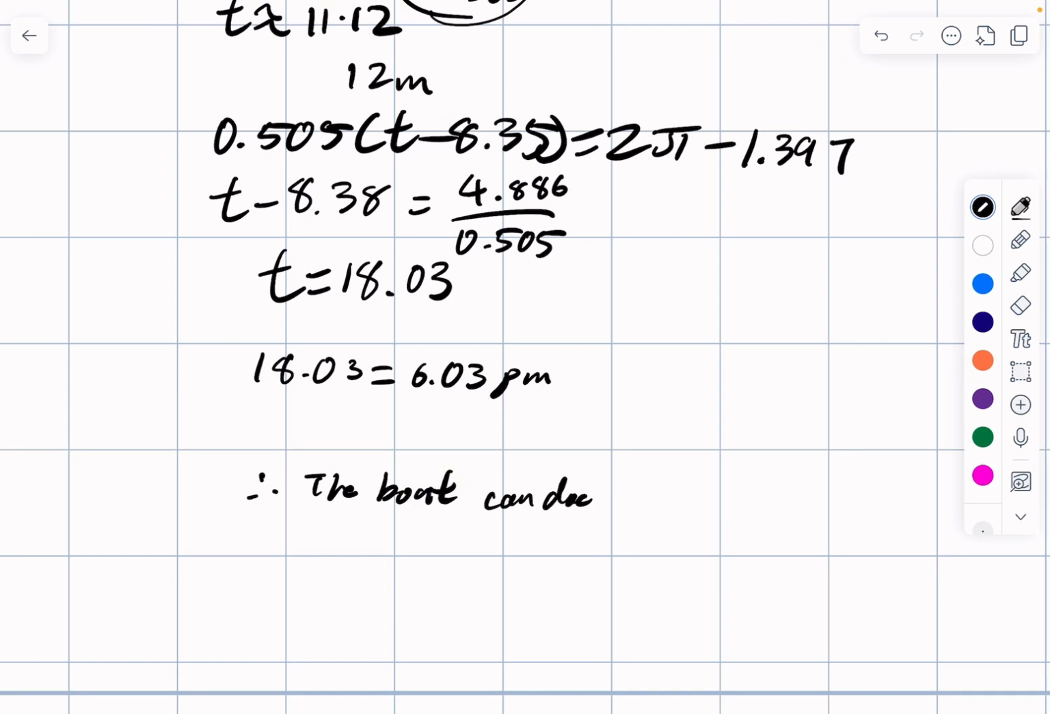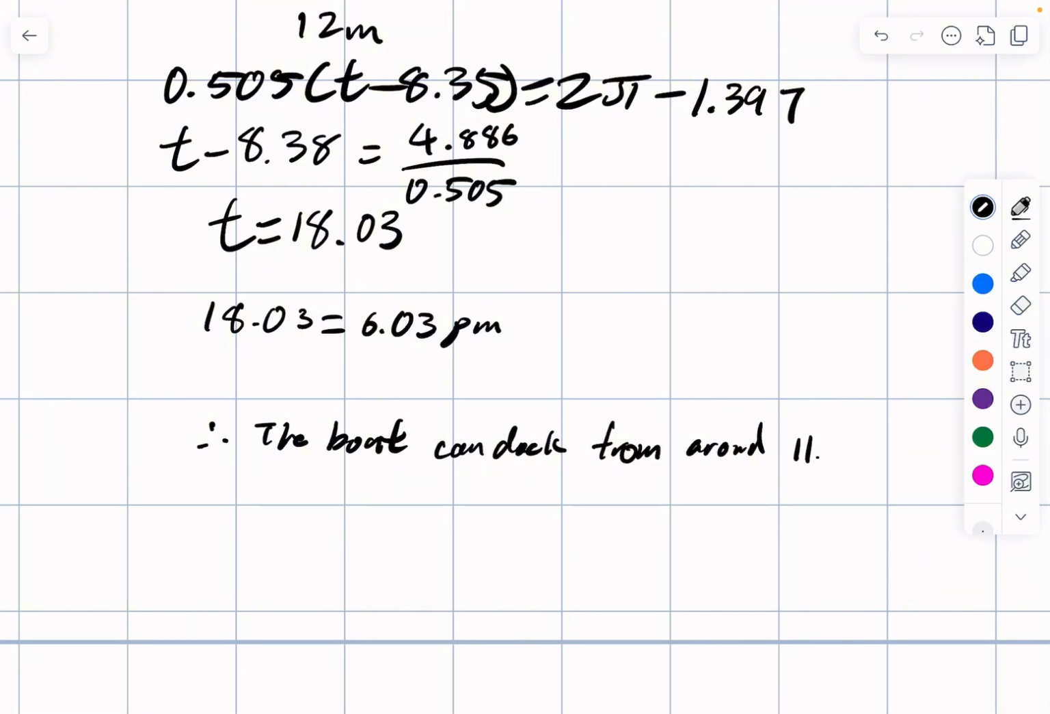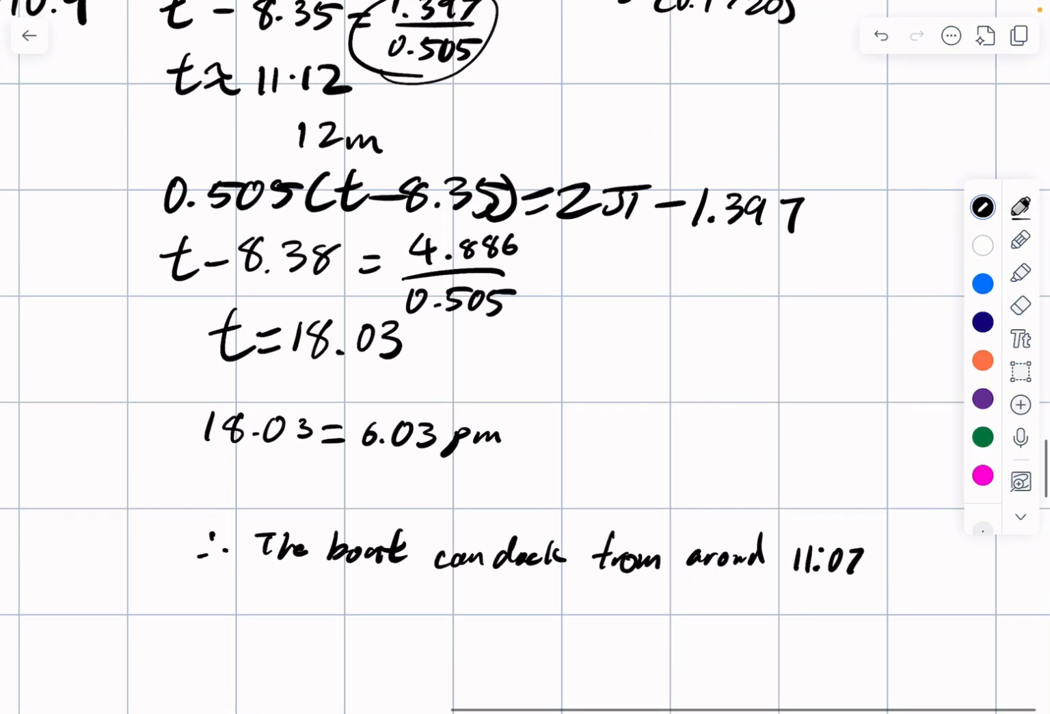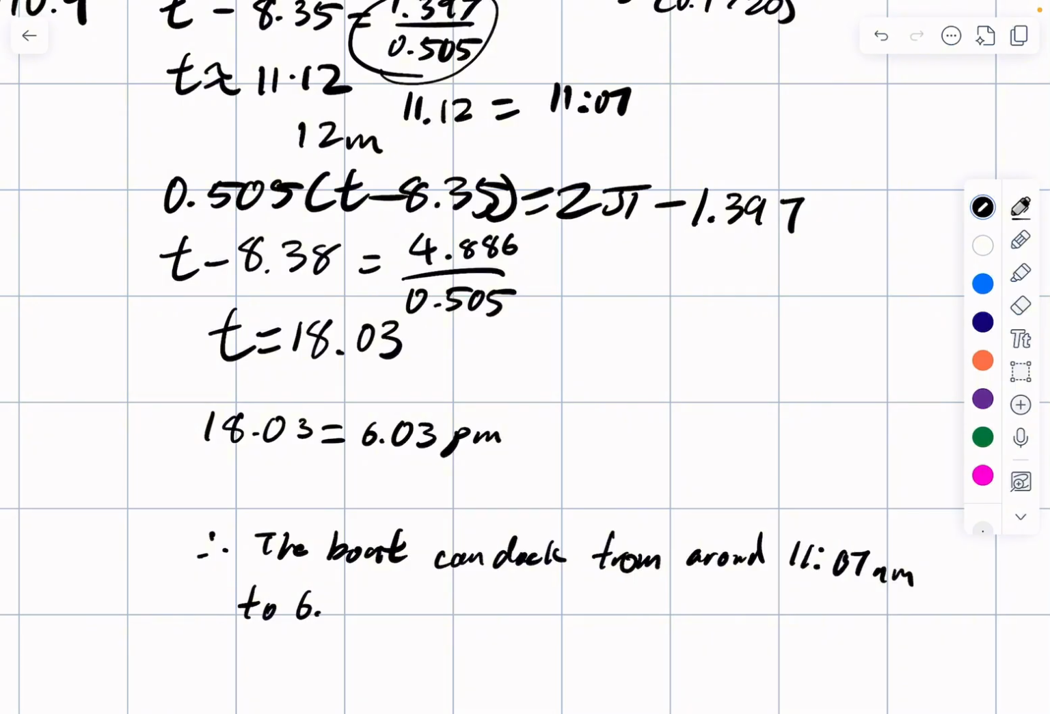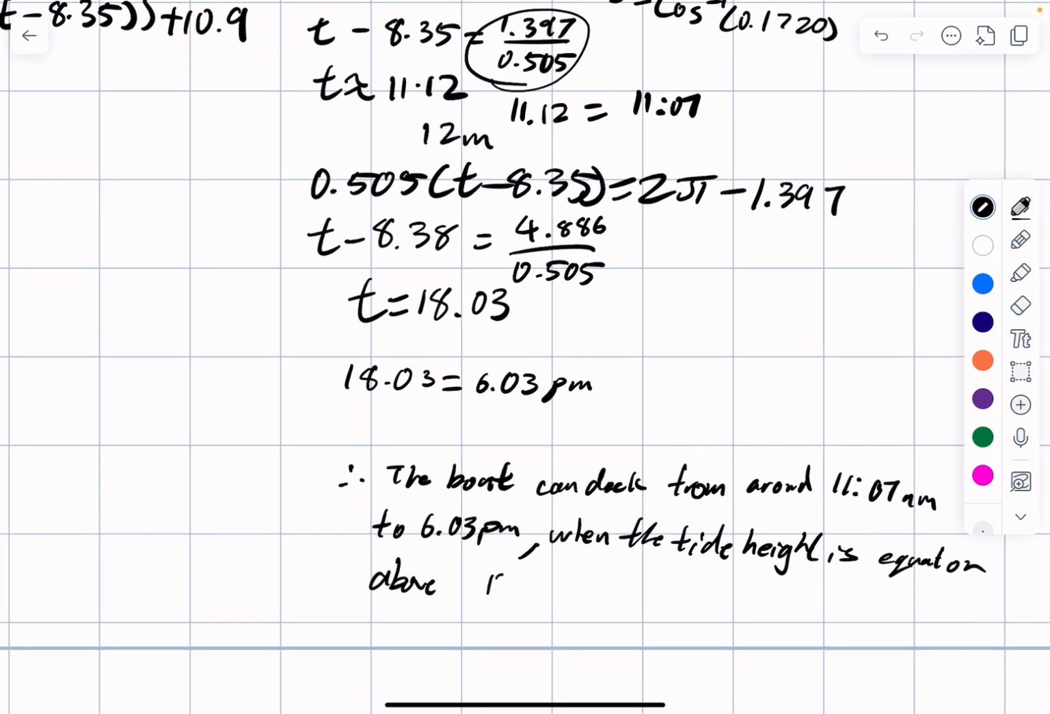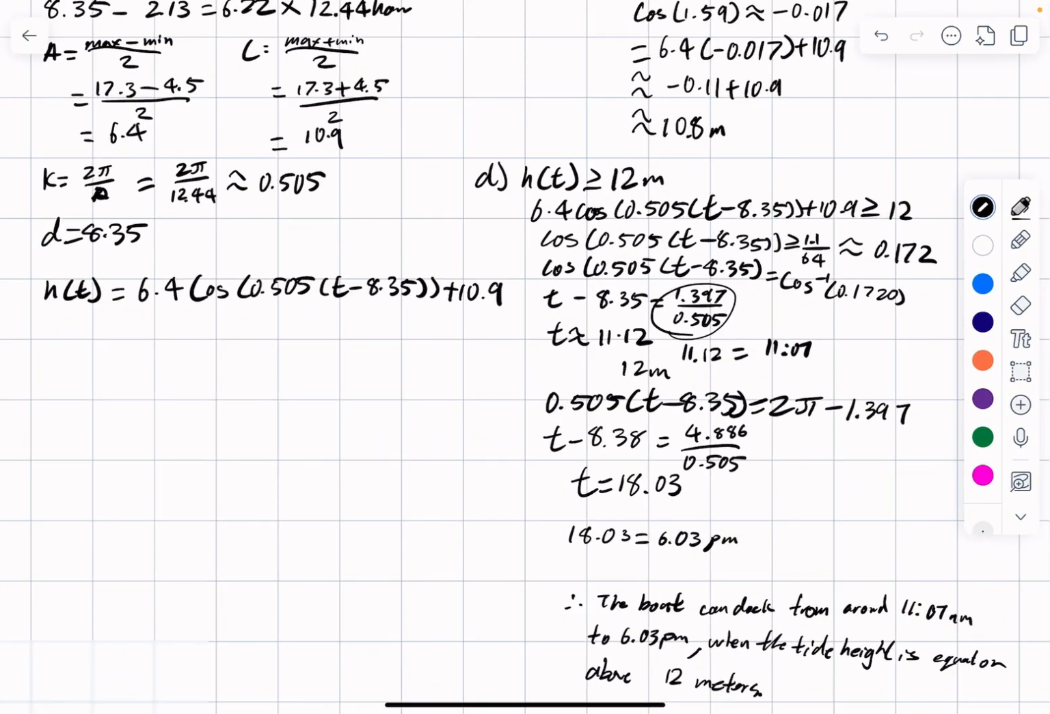So this shows that the boat can dock from around 11:07 a.m. to 6:03 p.m. That is when the tide is equal to or above 12 meters. Yep, so that is my full solution.